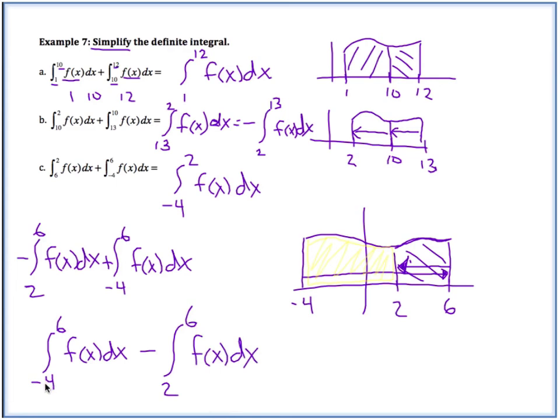So again, you can see we're going all the way from negative 4 to 6 of our function, but then we're subtracting everything from 2 to 6. And so that is going to leave us with negative 4 to 2 of f of x dx. So it's just a more numerical way of looking at this, but either way we come up with the same answer. Alright, so that is properties of definite integrals and how to evaluate definite integrals using them, and also how to simplify definite integrals using the properties.